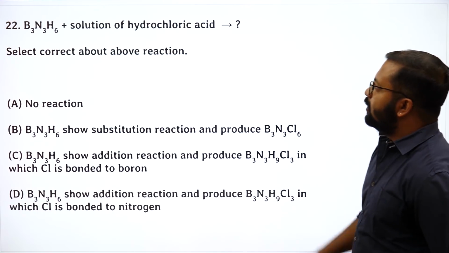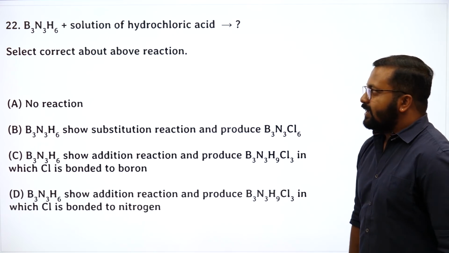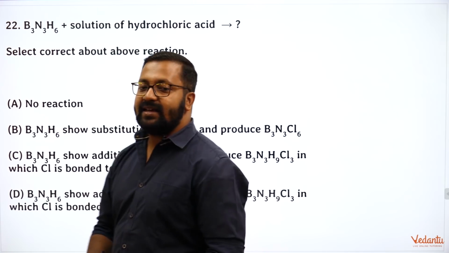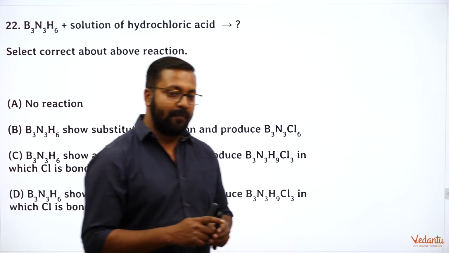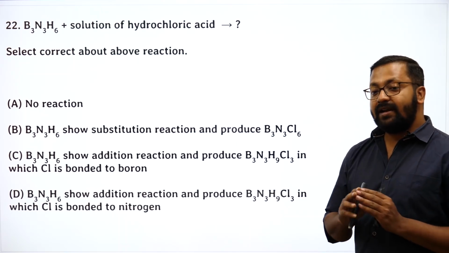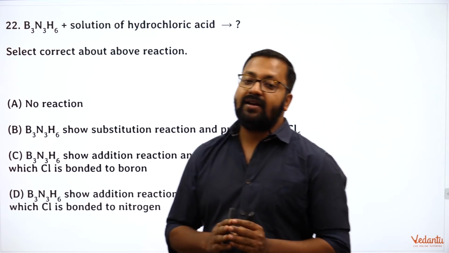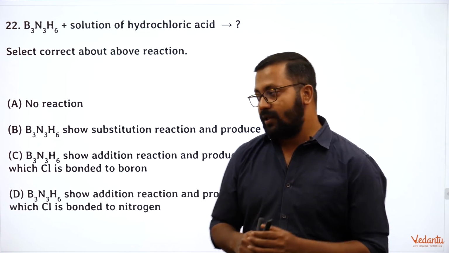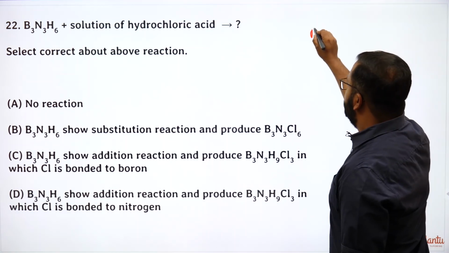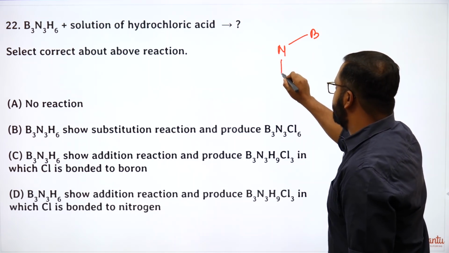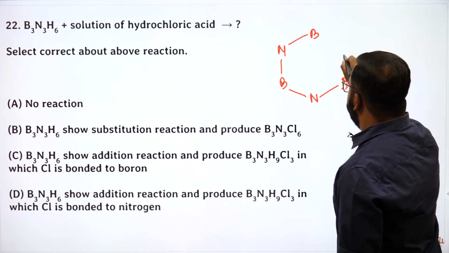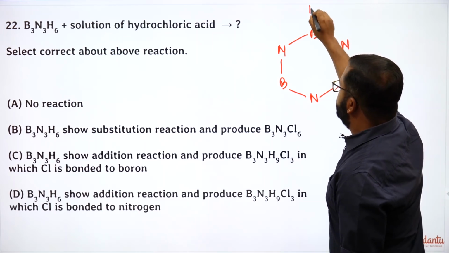B3N3H6 solution plus solution of hydrochloric acid. Select the correct statement. ये आप लोग जानते हैं क्या होता है. B3N3H6 is known as borazine or borazole. B3N3H6 is also known as inorganic benzene and it is known to be more reactive than normal benzene because it undergoes addition reaction. So B3N3H6 will be like this.